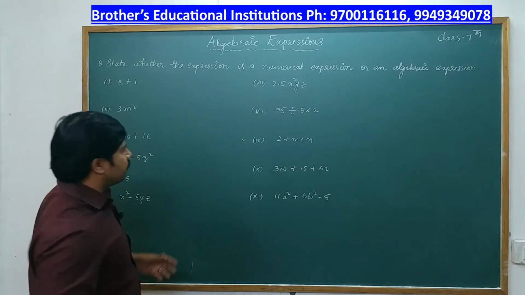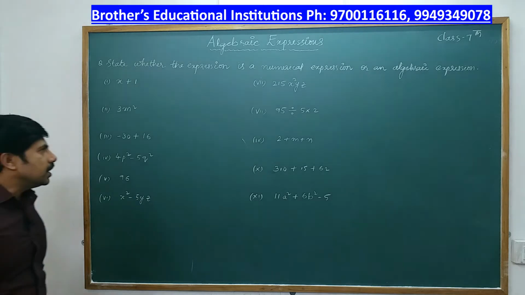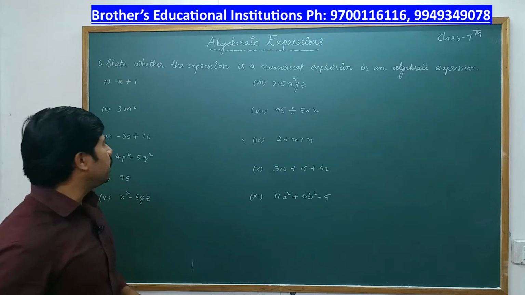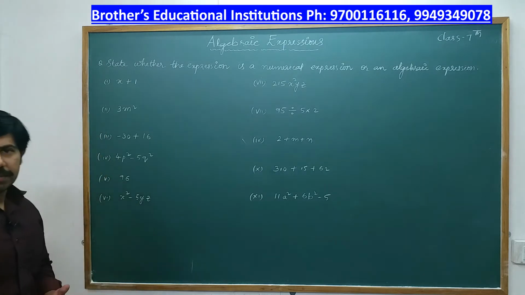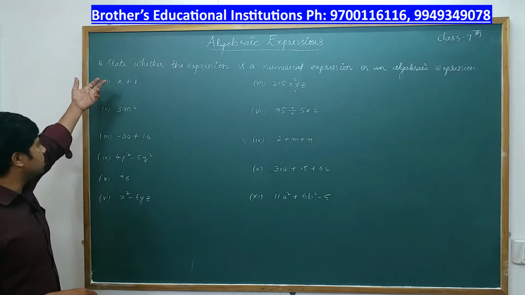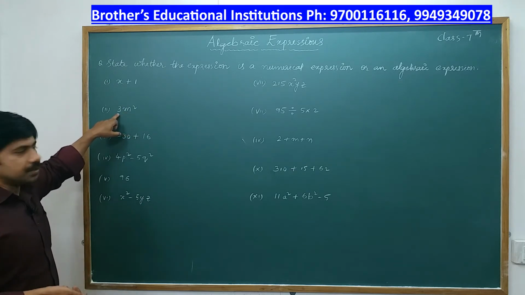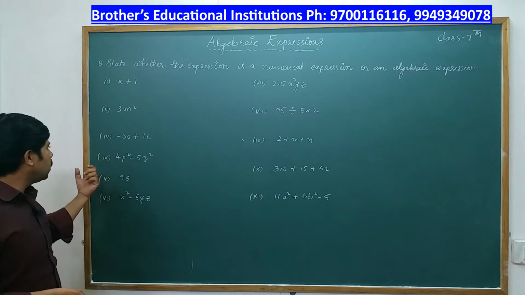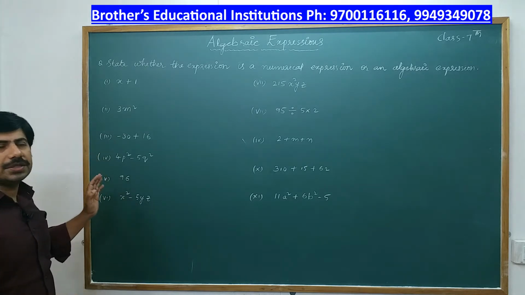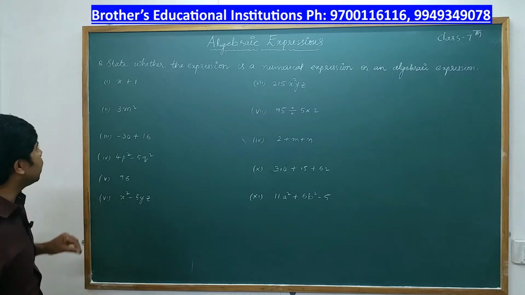In today's class, the first problem is: state whether the expression is a numerical expression or an algebraic expression. See, if the expression is algebraic, then we have variables with constants, right? Now x plus 1, we have a variable and constant. It is an algebraic expression. 3m square, variable and constant, algebraic expression. So 30 and 16, minus 30 and 16 is clearly a numerical expression. It is not an algebraic expression.